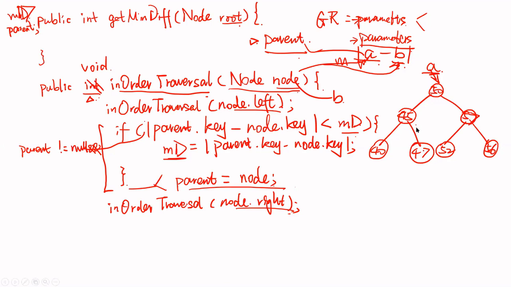Is MD a global variable? Yes, it has to be one, right? Because once we got here, we find that we don't have a variable to keep track of the minimum absolute difference. So it has to be a global variable. Same as the parent. This is the only way that you can fix the parent to a node.